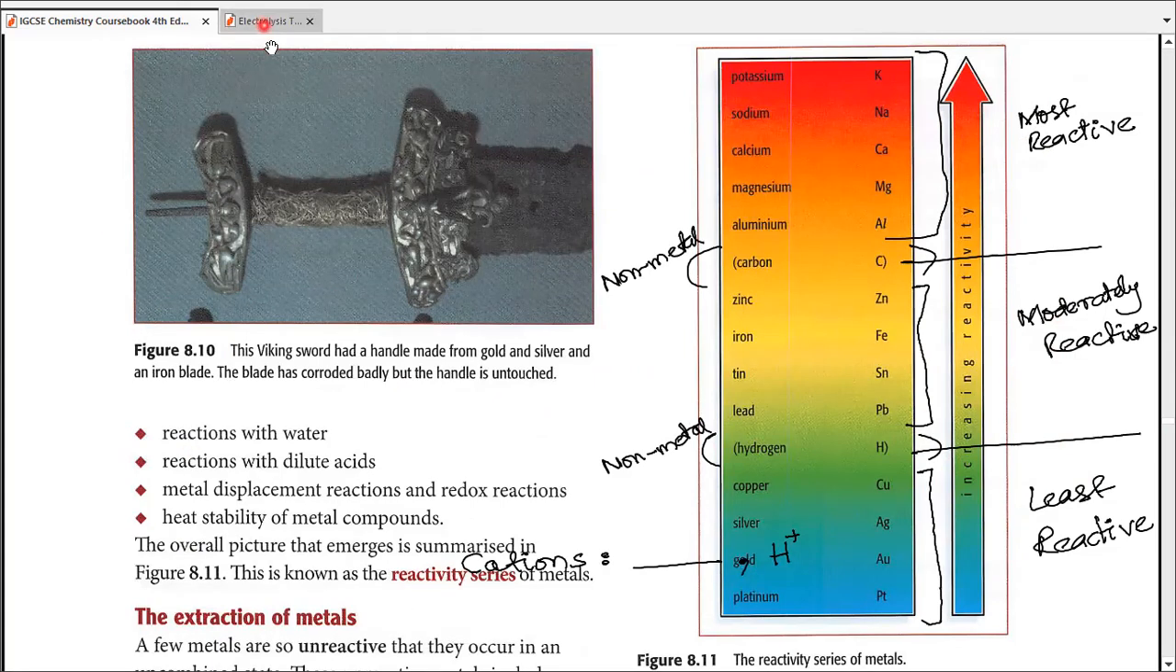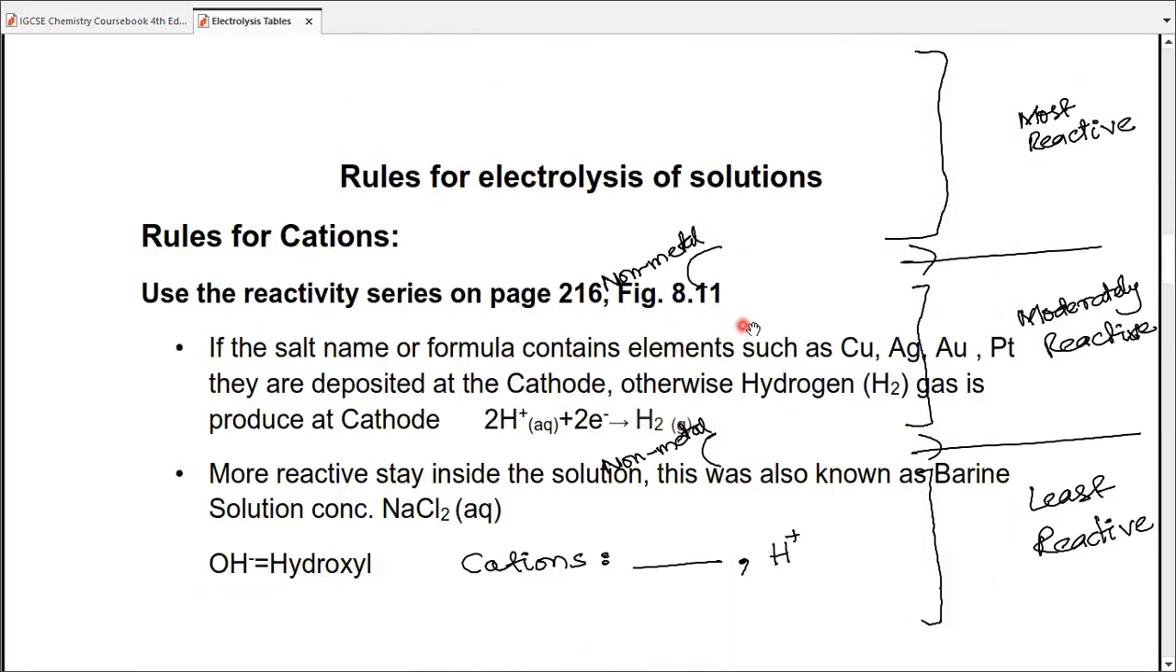Let's talk about the first rule of electrolysis. The more reactive one stays inside the solution, the less reactive one goes to the respective electrode. This is the most basic rule for cations or anions in solutions. I repeat, the more reactive one stays in the solution, the less reactive one gets attracted to the respective electrode and gets discharged over there.